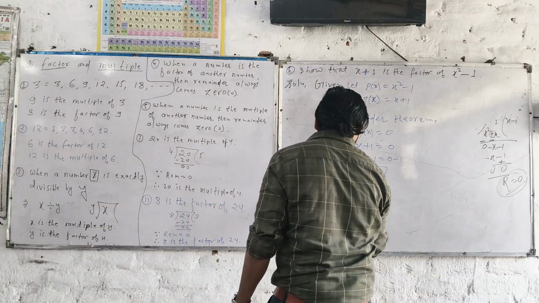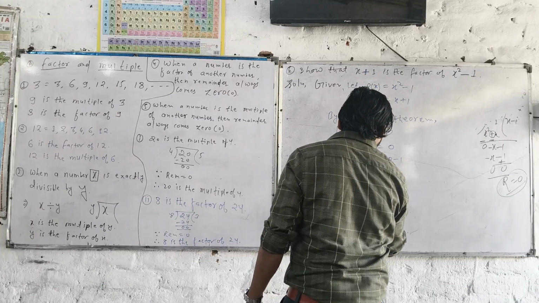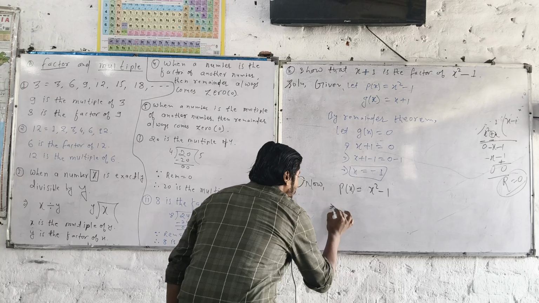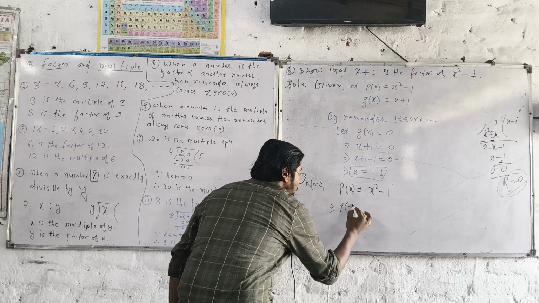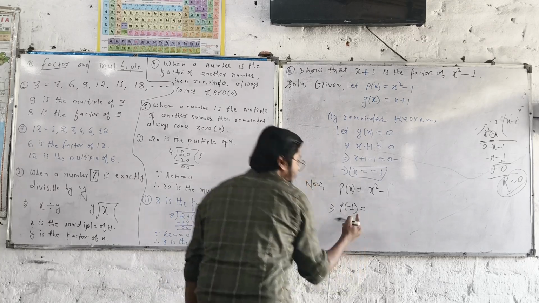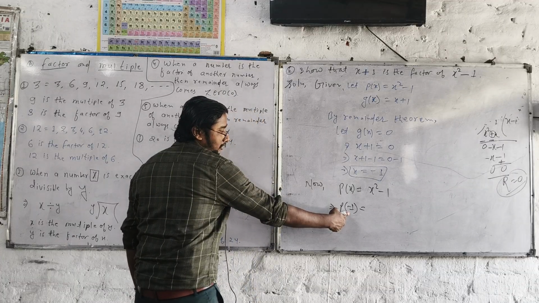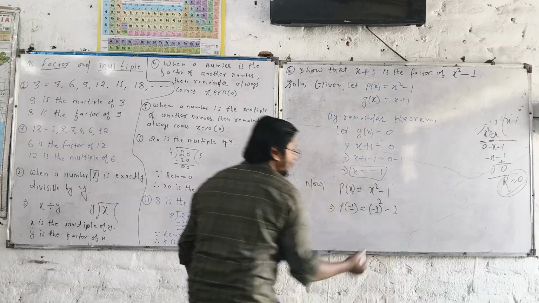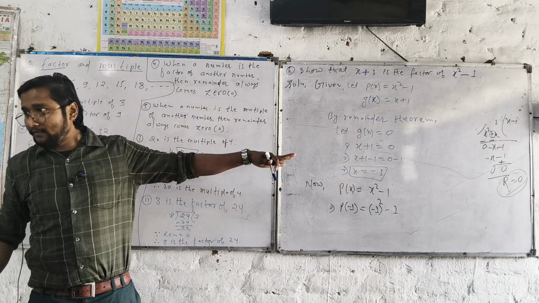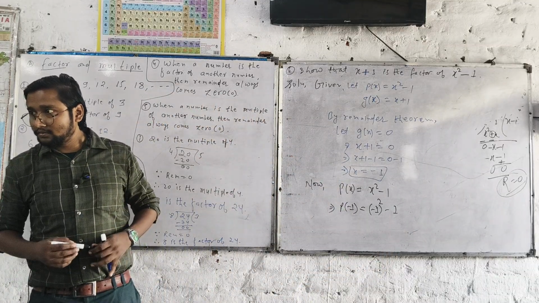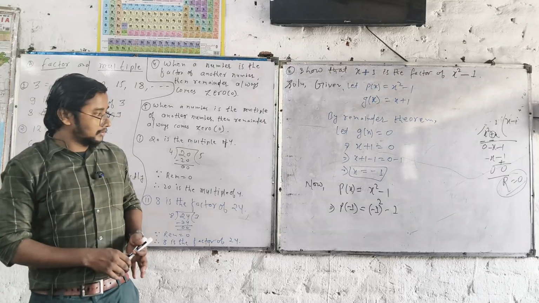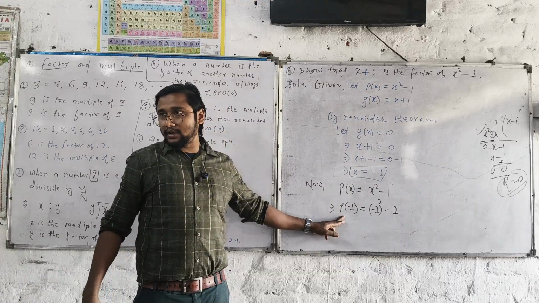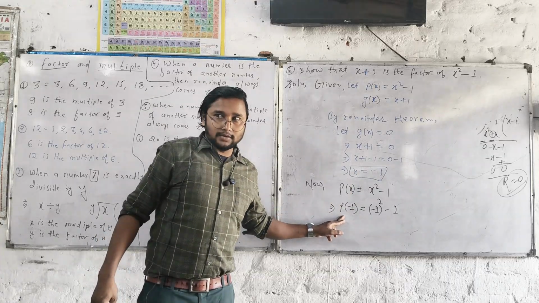Now what is the value of p(x)? x square minus 1. Now what is the value of x? Minus 1, so p(-1). Here we will put x equal to minus 1. What is minus 1 square? The value of x is equal to minus 1, right?